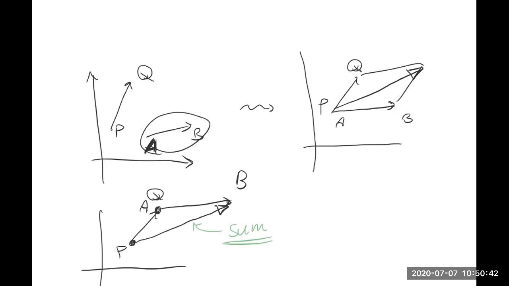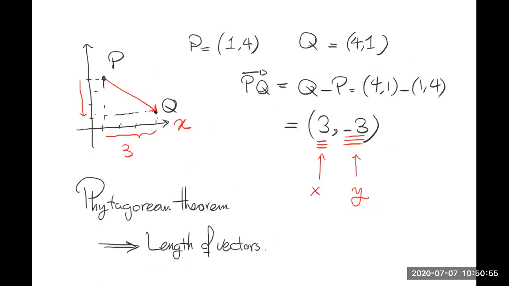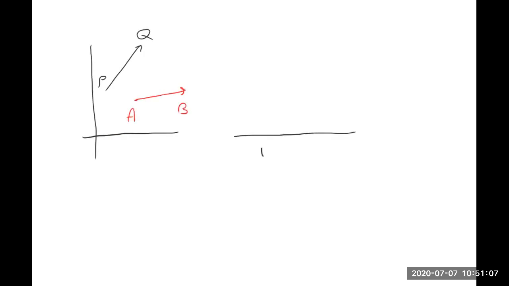Yes, I can also add the individual X and Y components. That's actually what I call the algebraic way. So if I have two vectors, PQ and AB, what I can do is keep one of them in its place, say PQ, and move AB here.